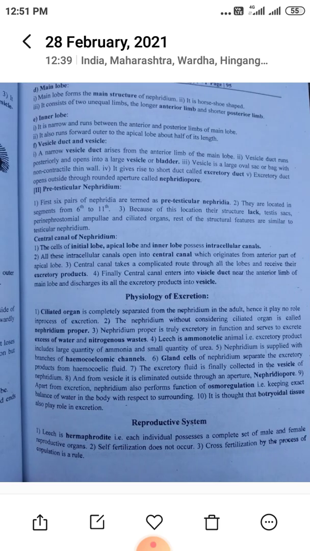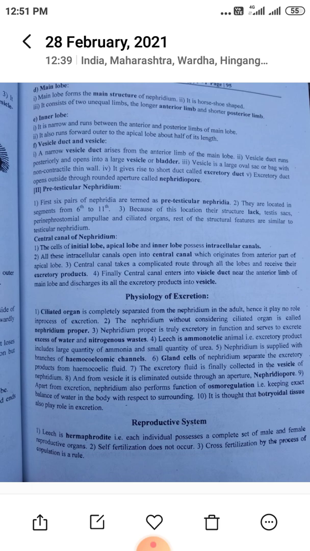Then the main lobe. The main lobe forms the main structure of the nephridium. It looks like a horseshoe shape with two unequal limbs: a longer anterior limb and a shorter posterior limb. Next, the inner lobe. It is narrow and runs between the anterior and posterior limbs of the main lobe. It also runs forward, outward to the apical lobe, about half of its length.